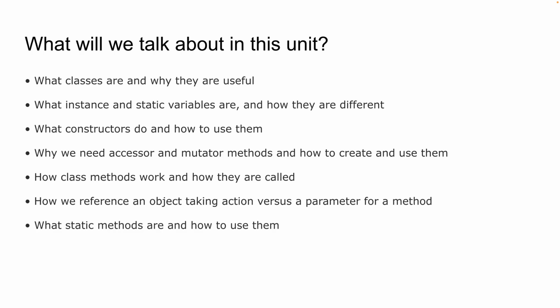Now, in this unit, we're going to talk about what classes are and why they're useful, what instance and static variables are and how they are different from each other, what constructors do, why we need accessor and mutator methods, and how to create and use them. We're going to talk about class methods. We'll talk about how we reference an object that's taking an action versus a parameter for a method.